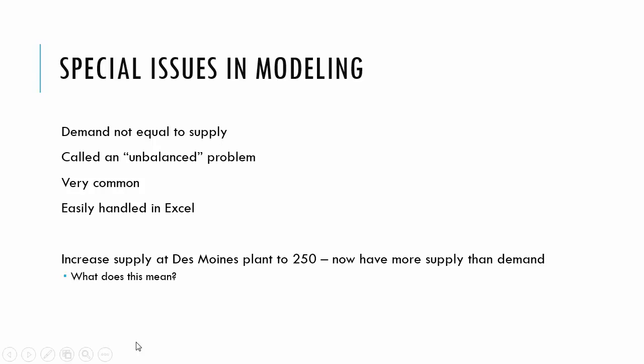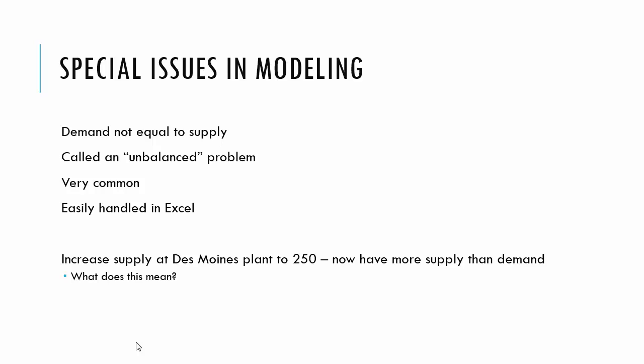So there are a couple of "special issues" that often arise in this type of problem. The first is that supply does not equal demand, like we saw in our example. When supply does equal demand, we have what is called a "balanced problem." When the two are unequal, we call it an "unbalanced problem." The solver in Excel is smart enough to handle these situations by simply altering the right-hand side of the affected constraint.